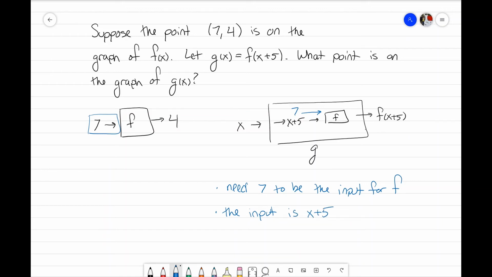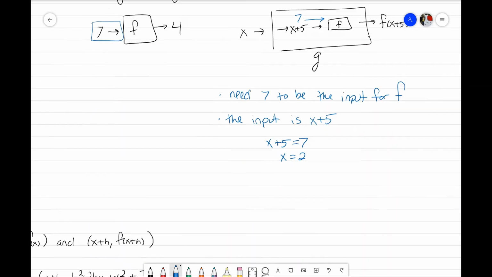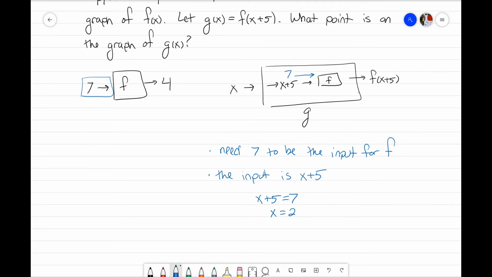Well, okay, so I need x plus 5 to be 7. In other words, x plus 5 equals 7, and so the x is going to be 2. So if I go ahead and I trace that through my machine, let's see what happens. Let's do that in orange. All right, so I plug in x is 2. Let's do it down below since I already have the blue above.